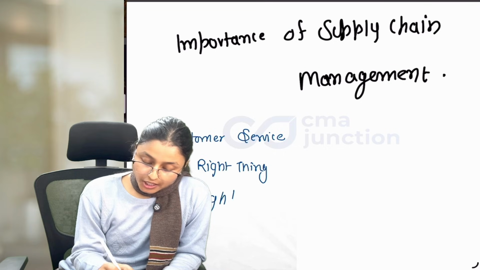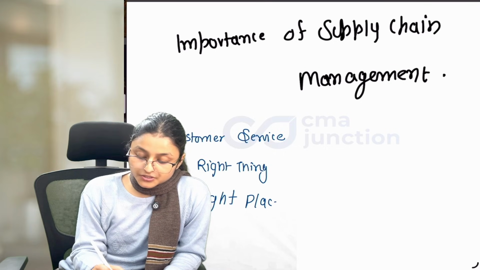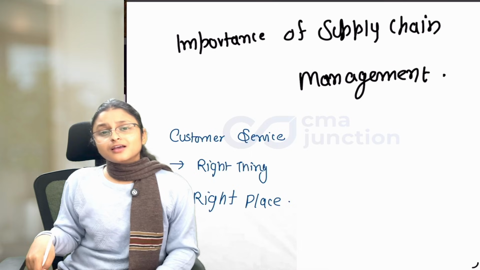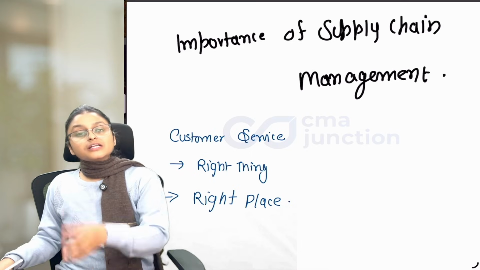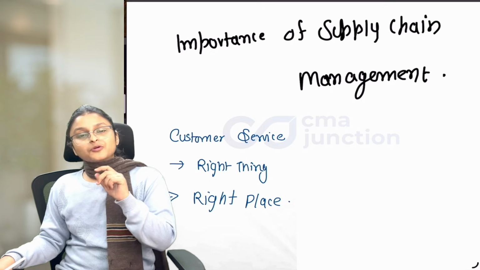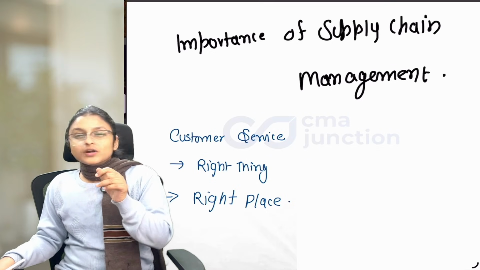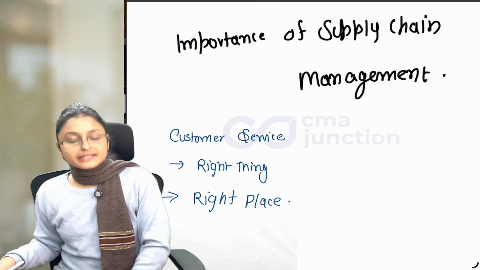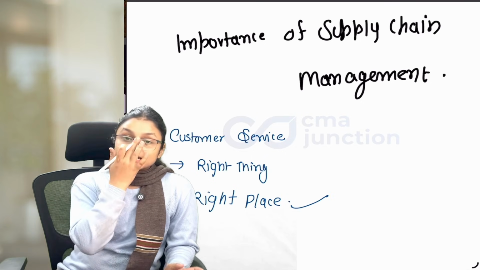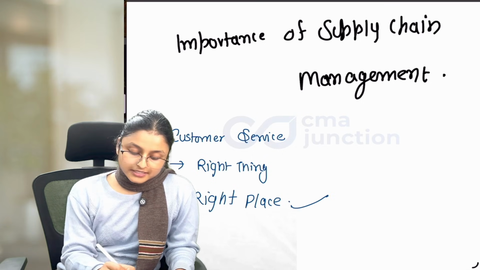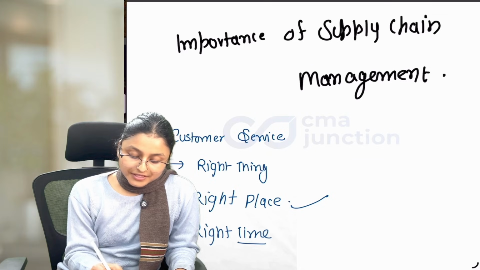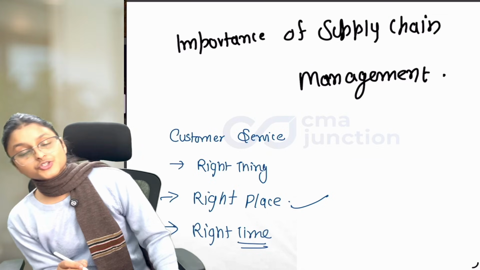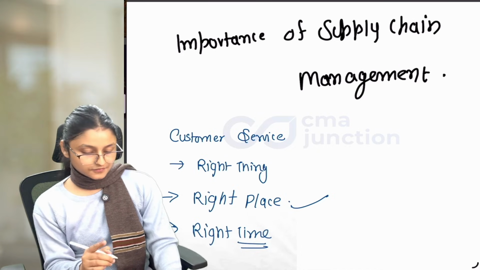Think about it. If you will not provide the same thing which the customer wants at the right place, will the customer buy? If the customer is sitting in Gujarat, and you are providing the same product at Chhattisgarh, what is the use of it? No use, right? That is why the right place is very important. Next, we have to provide that at the right time. When the customer wants, the product should be available at that time itself.